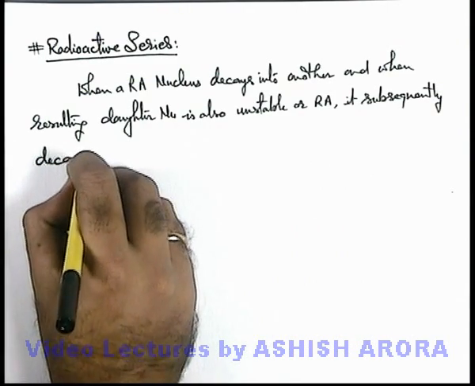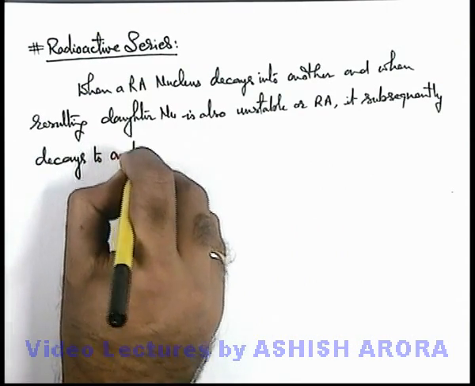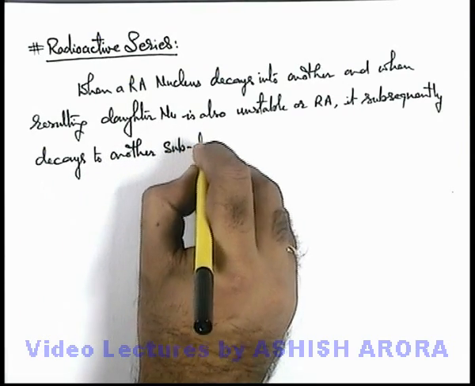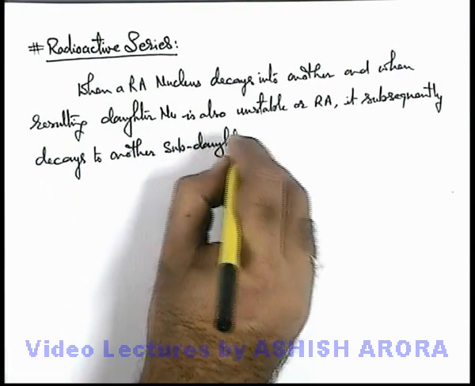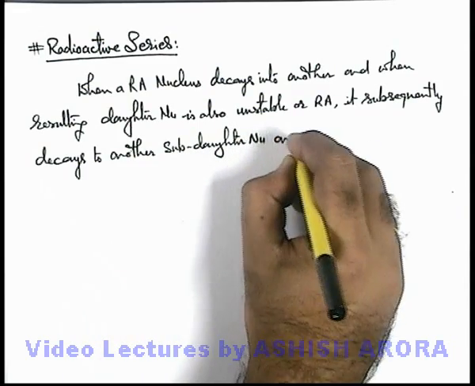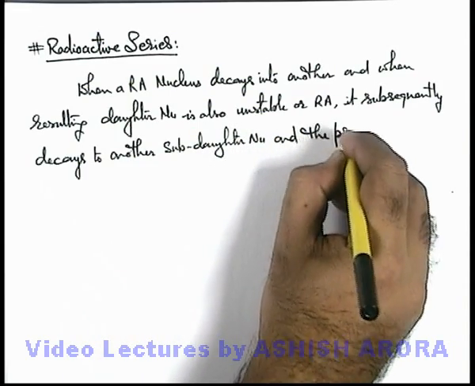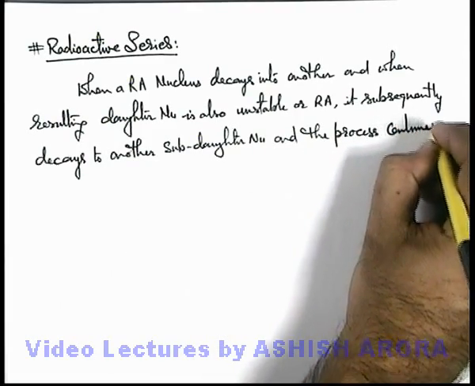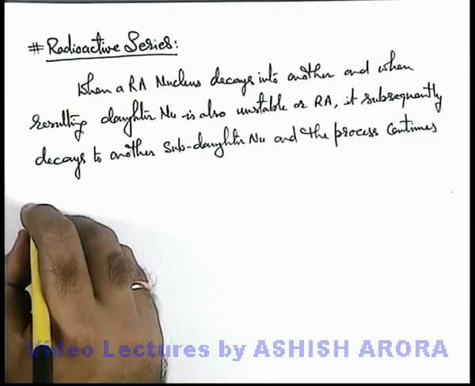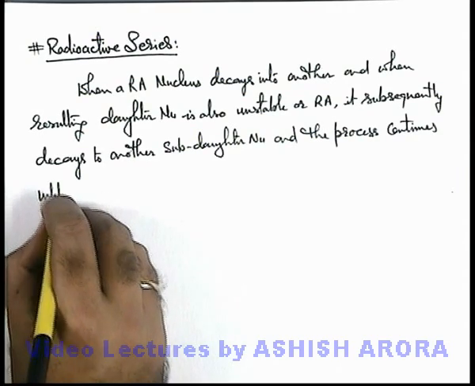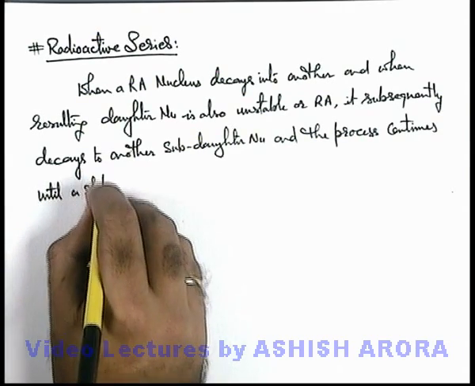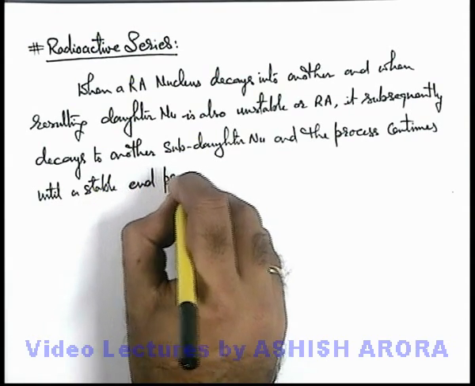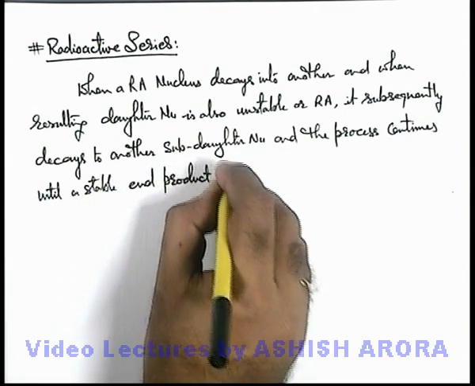decays to another daughter nucleus, or we can call it sub-daughter nucleus, and the process continues until a stable end product appears.